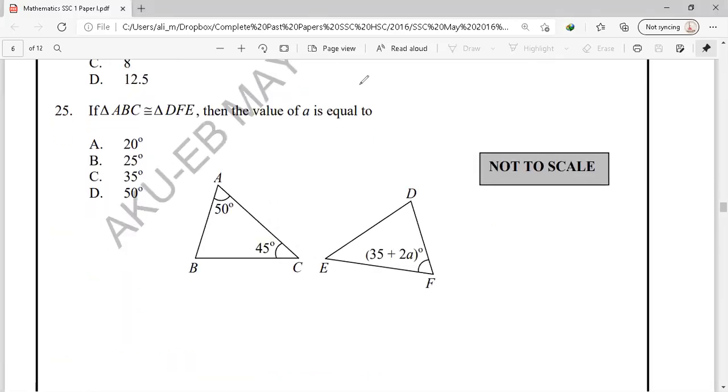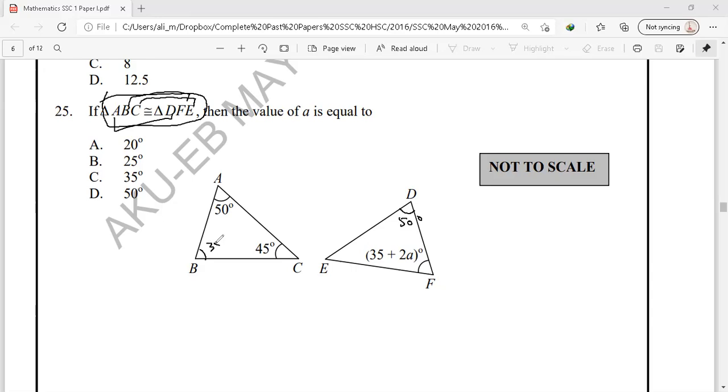Let's see question number 25. In question number 25, we have two triangles that are congruent to each other. In this congruency, we can equate angle A with angle D, angle B with angle E, and angle C with angle F. So angle A, as we can see, is equal to D, and A is 50, so D would also be 50 degrees. Angle C is equal to angle F, so angle C and angle F would be equal.